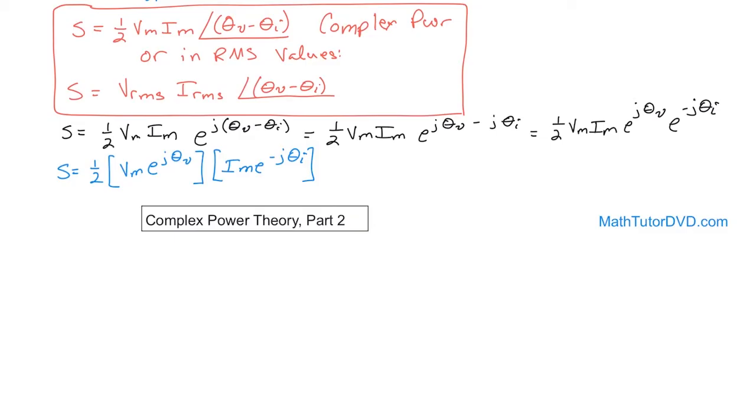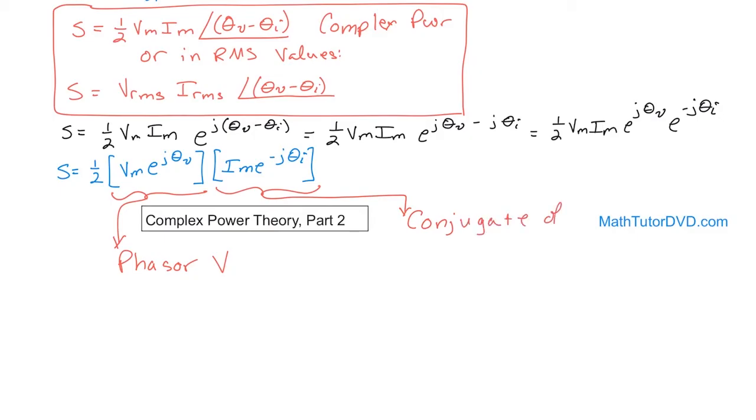Why did we do all this stuff? Here's the punchline. This quantity is the phasor V. In other words, that's the voltage phasor. And this one, notice there's a negative sign up here, so this is not quite the phasor, but it's really close. This is the conjugate of phasor I.